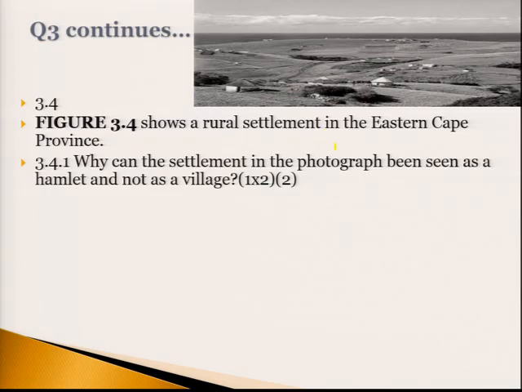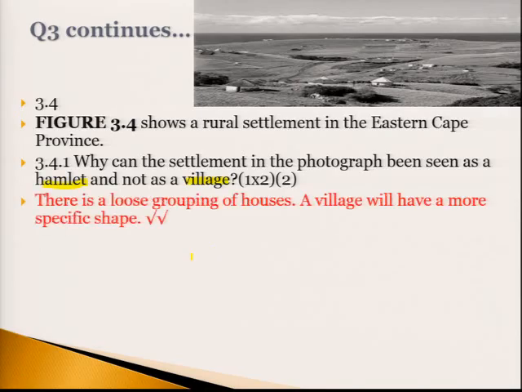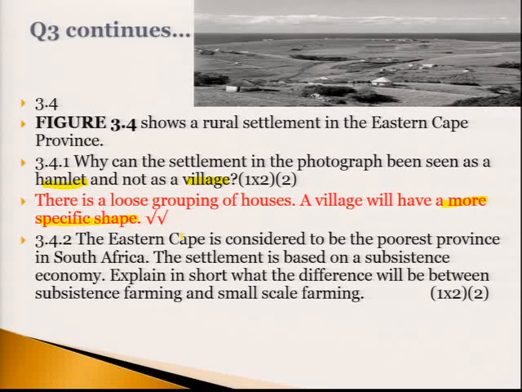Why can the settlement in the photograph be seen as a hamlet and not a village? We say there is a loose grouping of houses when you check them. There's another one here. A village will have what? More nucleated or a more specific shape. But a hamlet will start to have a loose grouping of houses. The Eastern Cape is considered to be the poorest province in South Africa. The settlement is based on the subsistence economy.